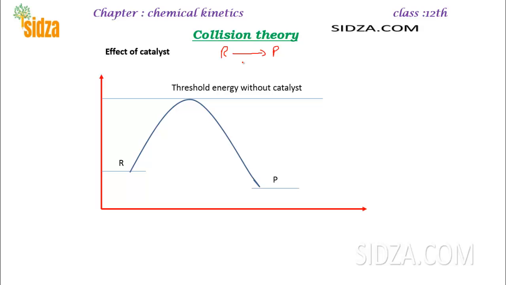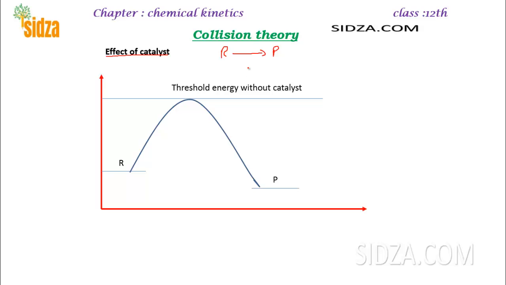Why does it become faster? It's because the catalyst provides a different path. It provides a different mechanism for the reaction to occur. It can change the route of the reaction. That means it actually changes the threshold energy. It actually decreases the threshold energy for the same reaction, right?